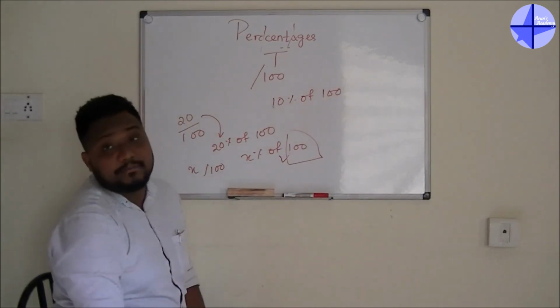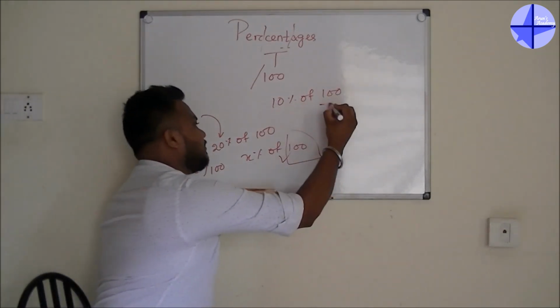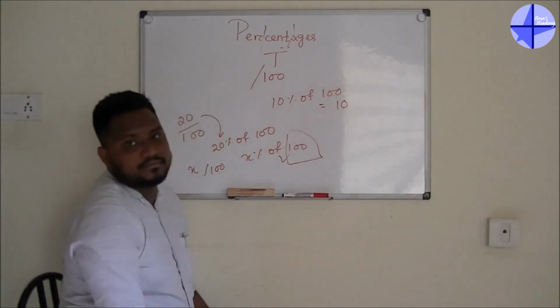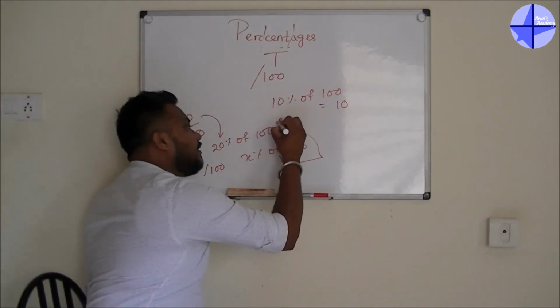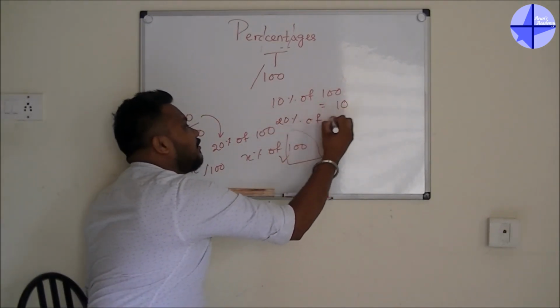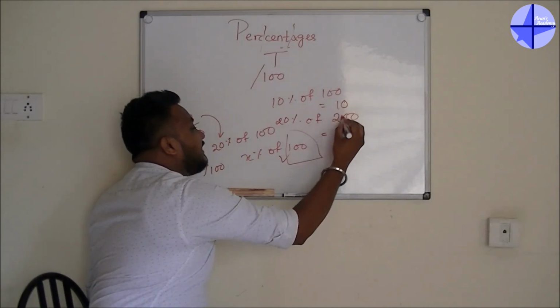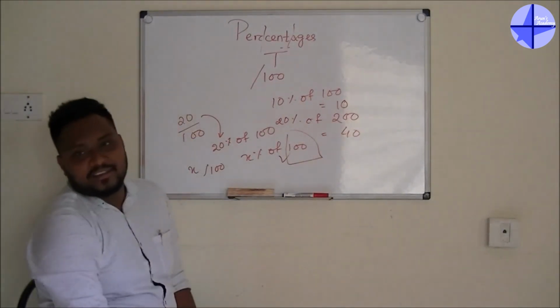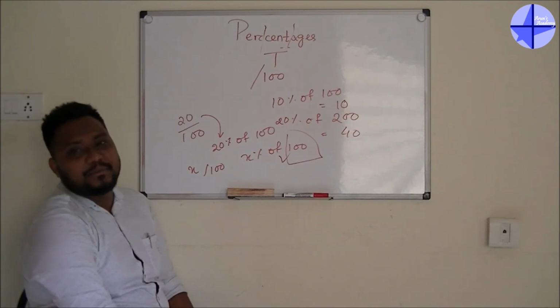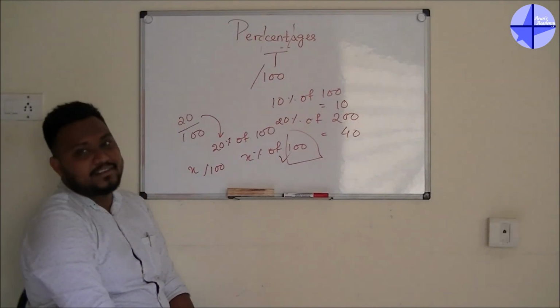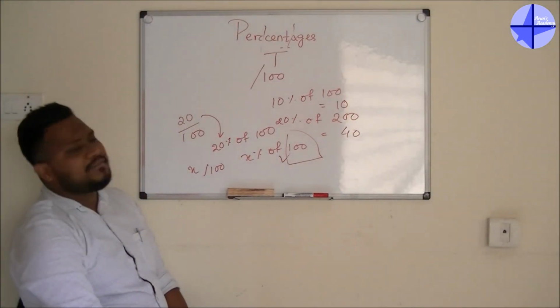What is 10% of 100? The answer is very simple. Next one, what is 20% of 200? Guys, don't say 10, it is 40. I know there are some people thinking the answer is 10. No, this is 40. I will tell you one very simple method.